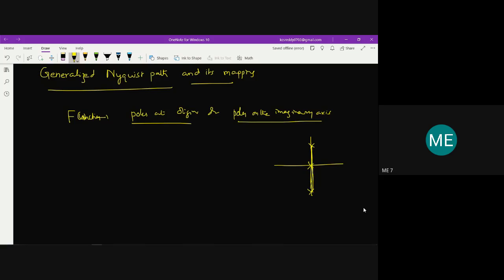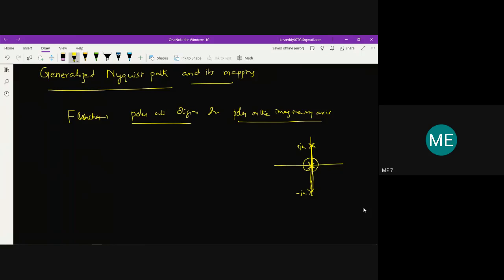Okay, so that's why, when there is a pole at the origin, we cannot take the Nyquist path straight away from plus j infinity to minus j infinity. We cannot take it passing through this origin. Why? Because the analytic function condition will not be satisfied. So it should not pass through the poles at the origin.